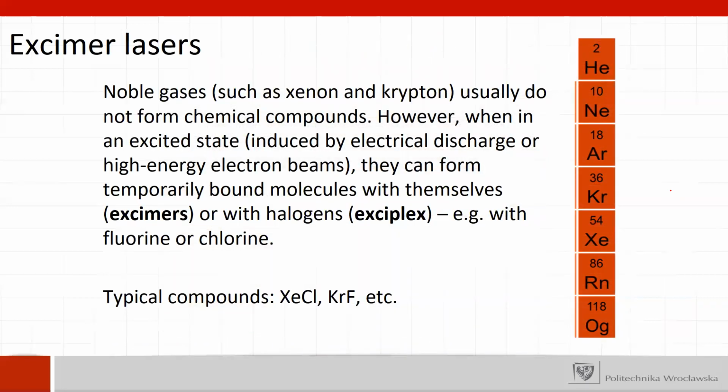Okay, so the next group of gas lasers are excimer lasers. As I said at the beginning, noble gases like xenon and krypton usually don't form chemical compounds, but in the excited states, they can form very temporarily bound molecules, which are called excimers or exciplexes. The typical compounds are xenon chloride or krypton fluoride.